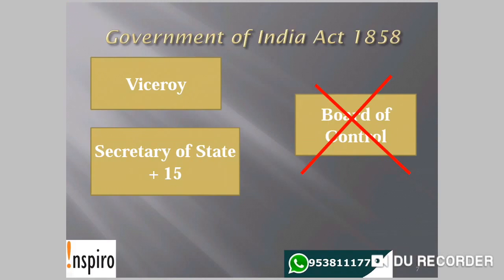Let's see the Government of India Act 1858. Under the Government of India Act 1858, the post of Governor General of India was abolished and a new post came, Viceroy, or we can say the Governor General of India is now onwards called the Viceroy. The Viceroy will work under the British Crown, not under the East India Company. So Lord Canning became the first Viceroy of India.